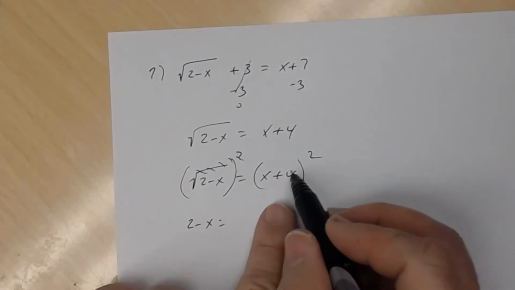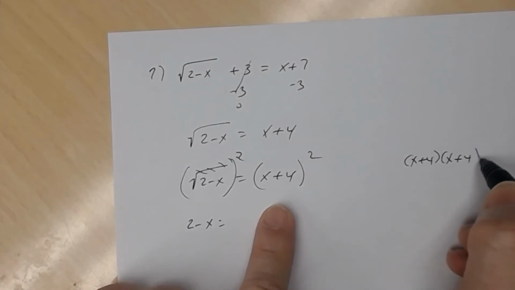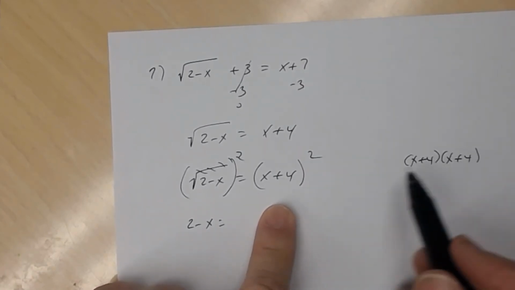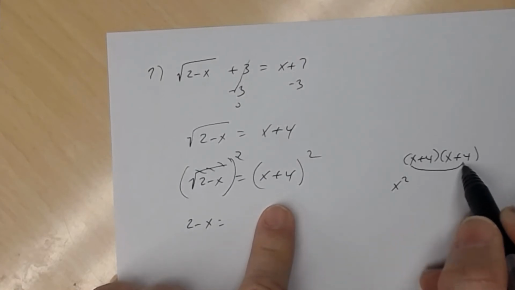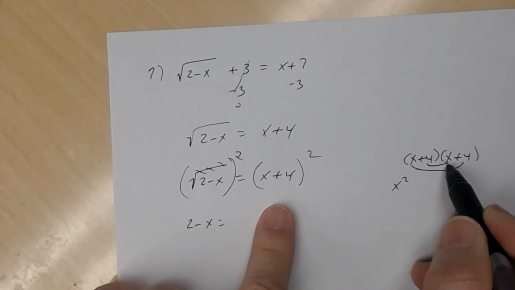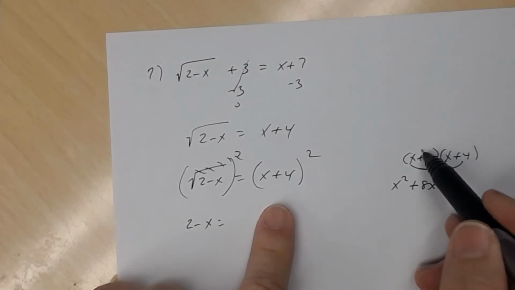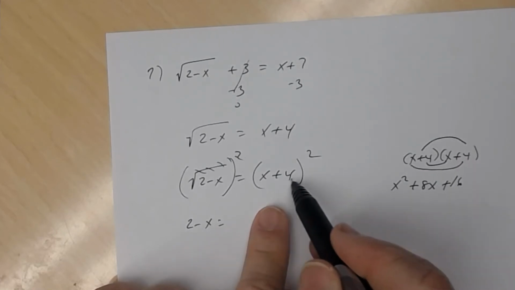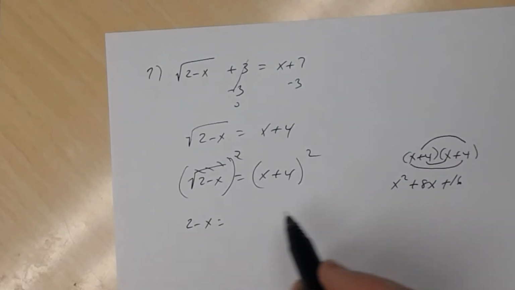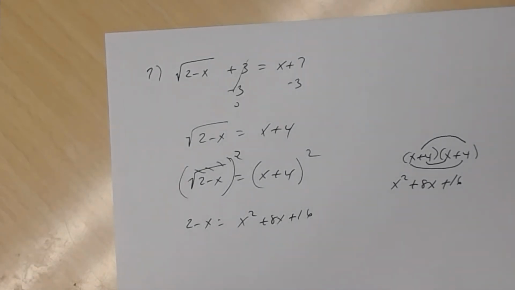Now let's go off to the side and figure out what x plus 4 times itself is. So x plus 4 times itself. When I FOIL this, I get x squared. The outer is 4x, the inner is also 4x, so I get 8x. And the last, 4 times 4, is 16. So I get x squared plus 8x plus 16. Okay?